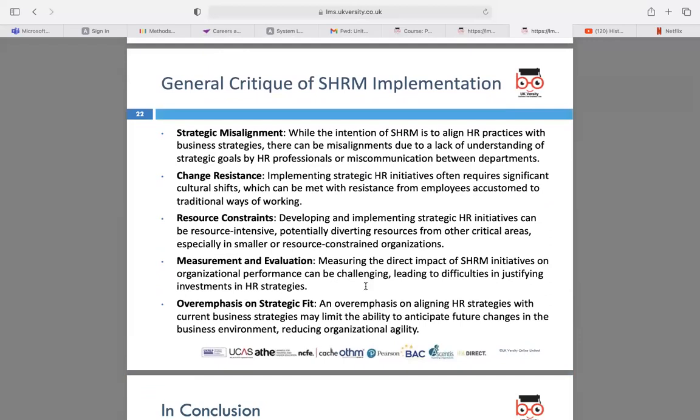You have strategic misalignment, which essentially means that due to not understanding a specific business strategy, the objectives of the HR professional in the end might be different to what the business strategy was looking at getting, and that can be a miscommunication between departments. Then you have change resistance that we spoke about: the new strategies being put in place might not be taken well by all of the employees, because when a person has been put in a place to make a specific change, they're usually not comfortable with that.